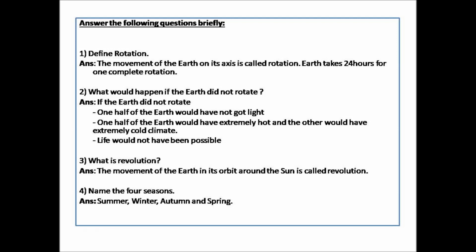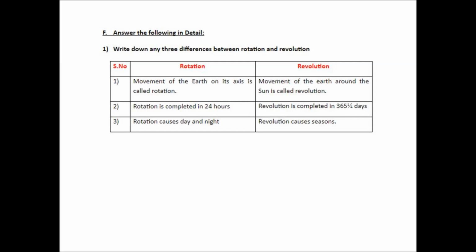Okay children, and now let us move on to the detailed question. Answer the following in detail. First question, write down any 3 differences between rotation and revolution. We have already studied what is meant by rotation and revolution, isn't it? So rotation means it is the movement of the earth on its axis and revolution is the movement of the earth around the sun.